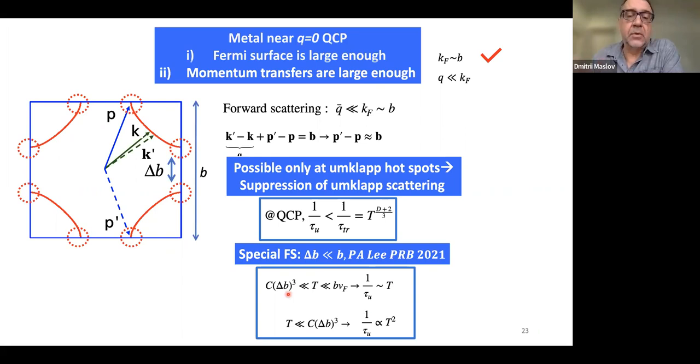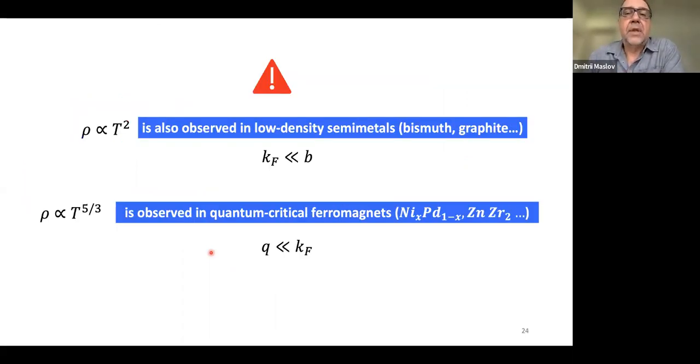So that requires two conditions. One, to have a z equal to 3 quantum critical point combined with a special kind of Fermi surface where the distance between the Umklapp points is small. All right, so that was about Umklapps, but there are two warning signs here.